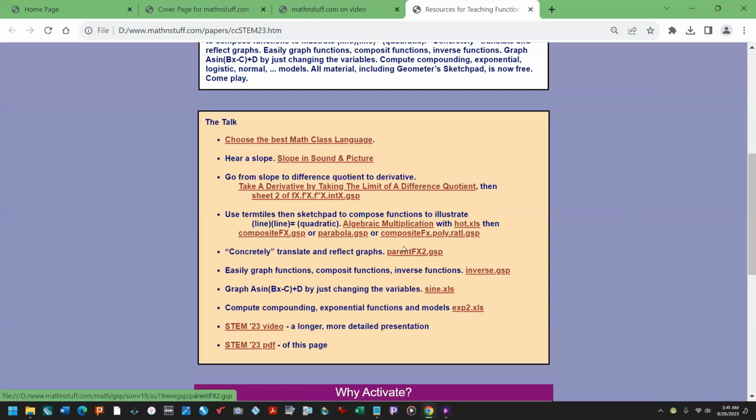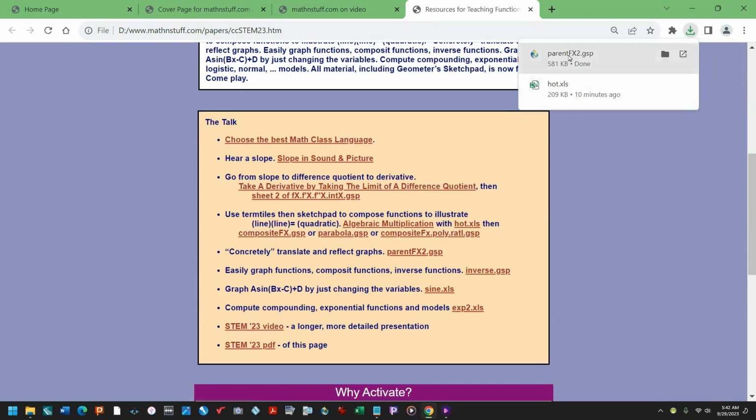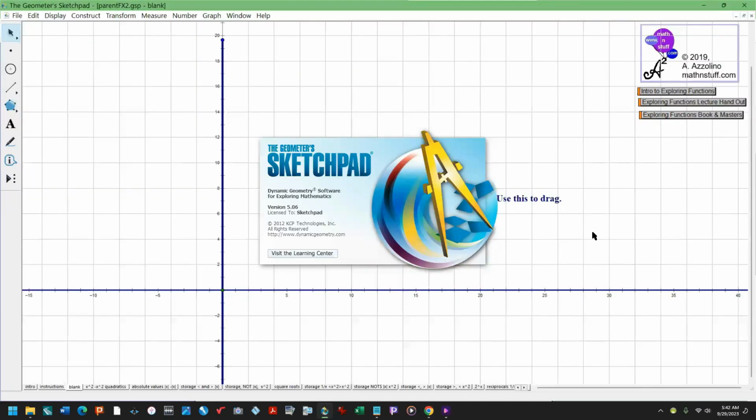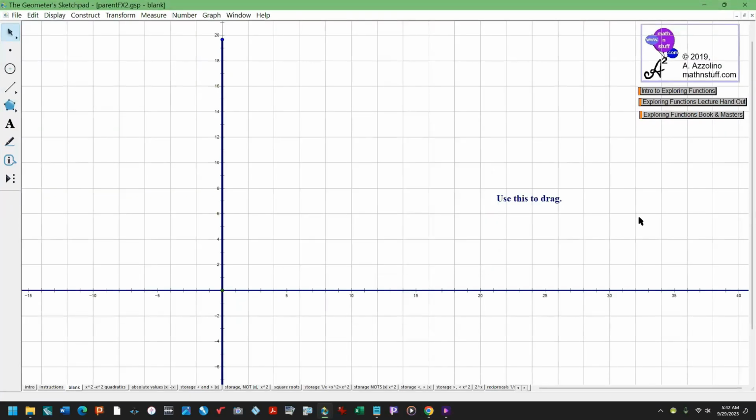Okay, parent functions. We go to less sophistication now, and this one is not ideal. We're going to, as concretely as possible, translate and reflect. And it does not do this well. This is only digital. This is the best I can do, but boy, it's better than anything I had before.